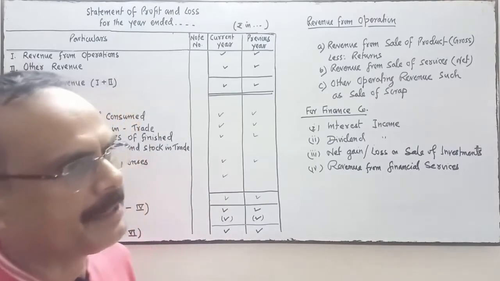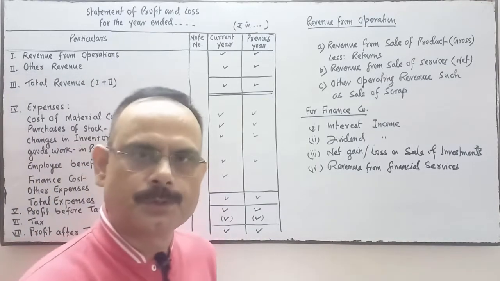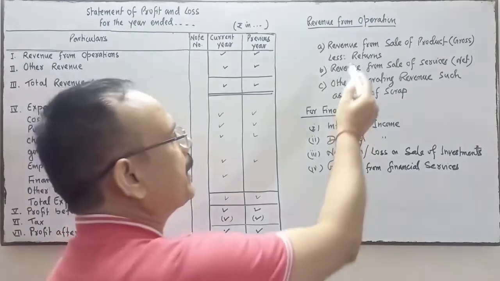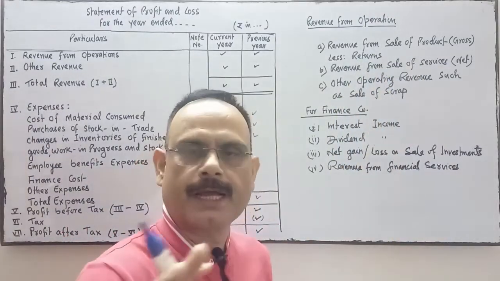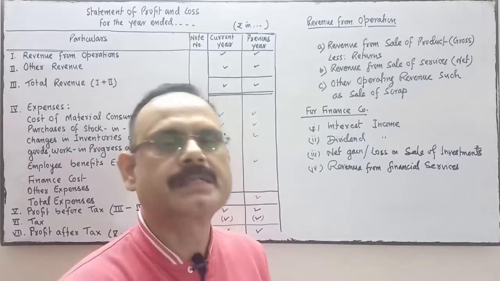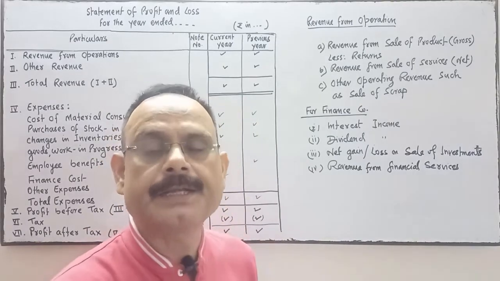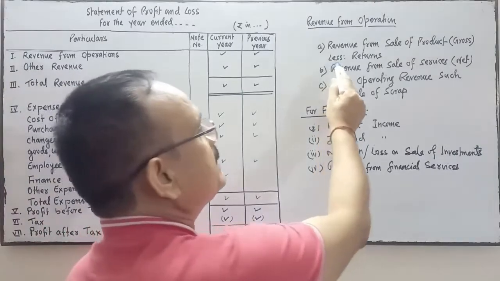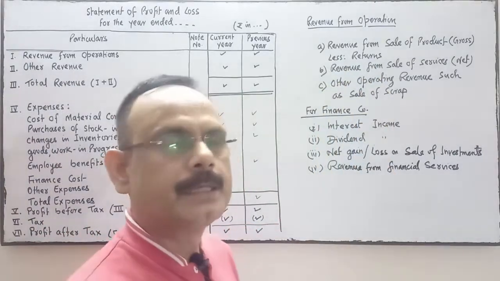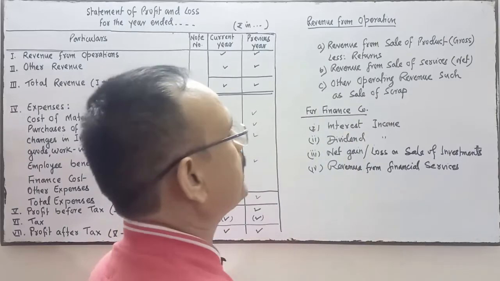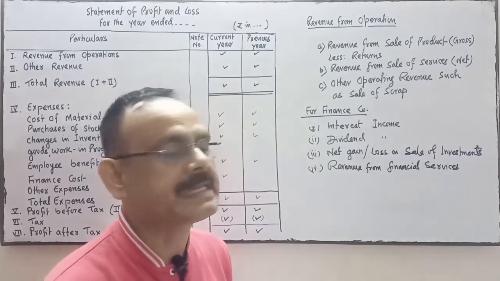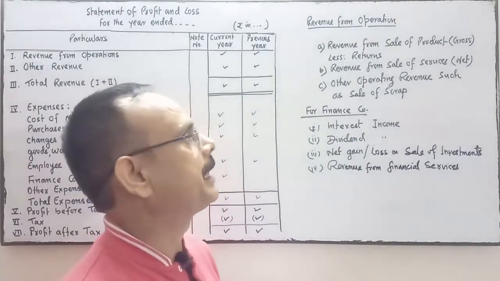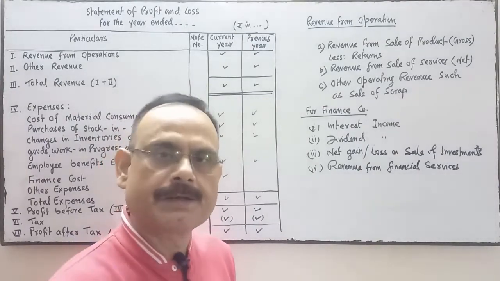Okay, and if it is a manufacturing of goods, then product. Revenue from sale of product, gross means gross sales, less return. Return means sales return. So less return. Okay. Another thing we will take into account, revenue from sale of service.